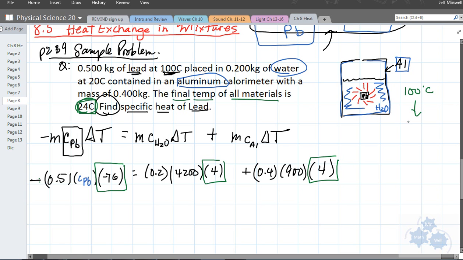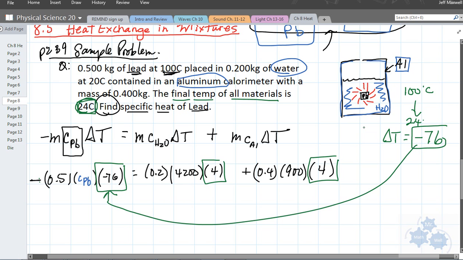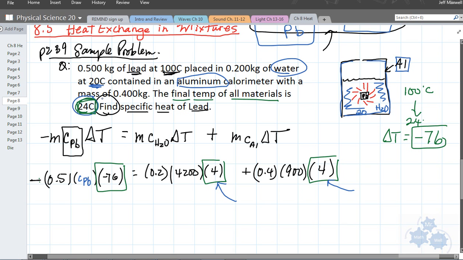So 100 goes down to 24. That is a delta T of negative 76, 100 down to 24, and that goes right here for the lead. It's a drop in temperature. For the water, it started off at 20 and went up to 24. So that's why we have a positive temperature change for the water and the aluminum calorimeter. Remember, they started off the same. Everything's going to be the same temperature at the end, so the aluminum calorimeter was at the same temperature as the water.